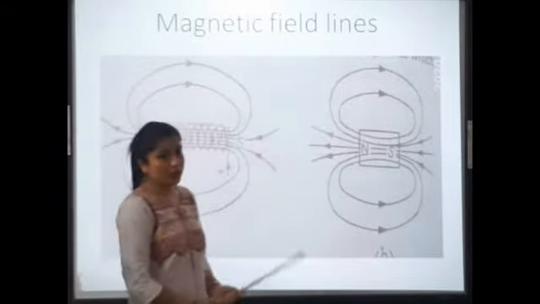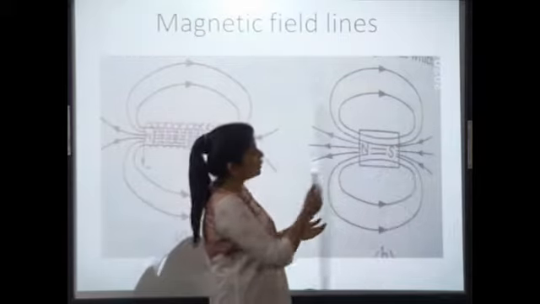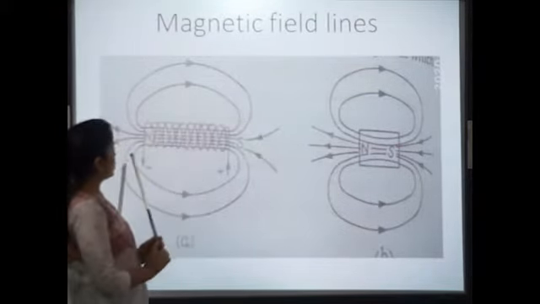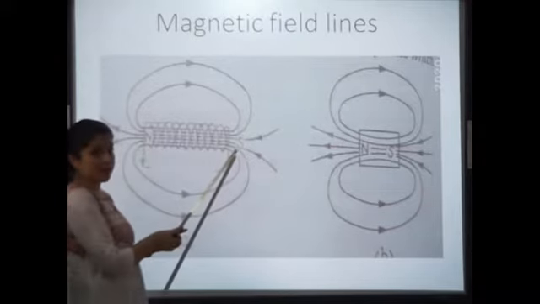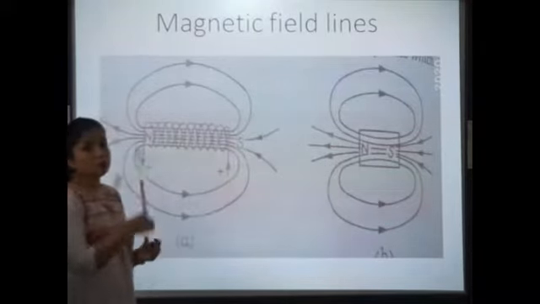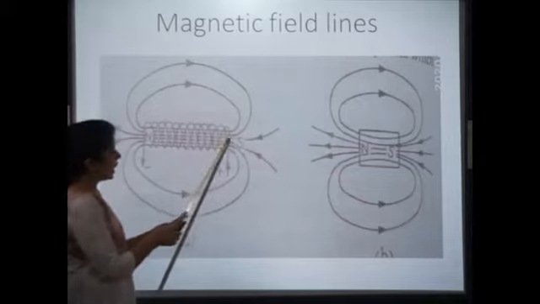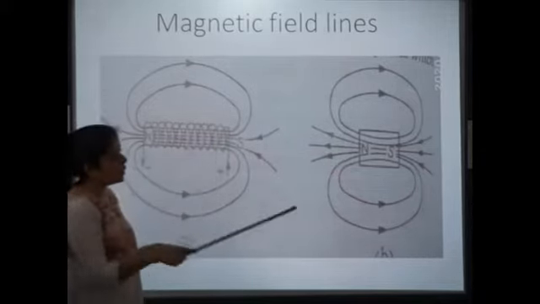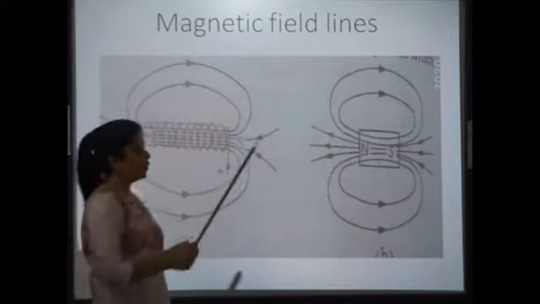Now the pattern of the magnetic field lines is like this. The magnetic field lines emerge from the north pole and end at the south pole. It forms a loop. It doesn't end over here. Actually, it moves from south to north. It forms a kind of loop. Even over here, it forms a kind of loop.